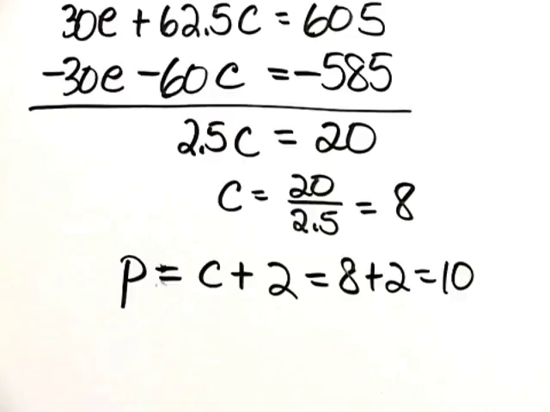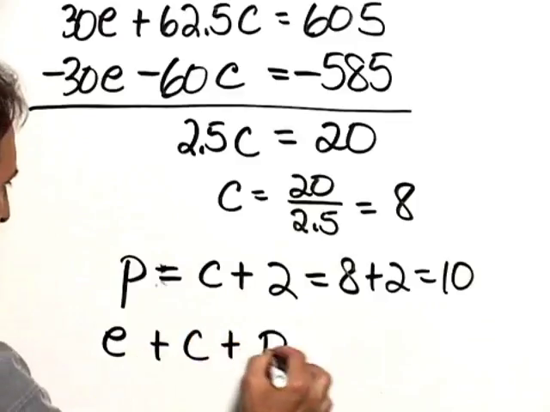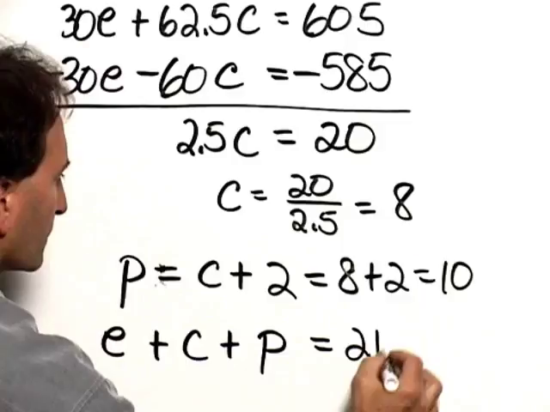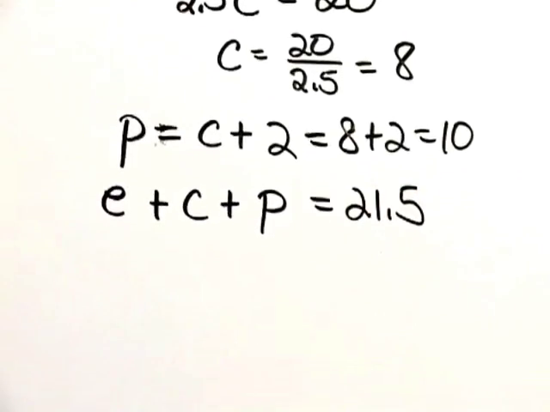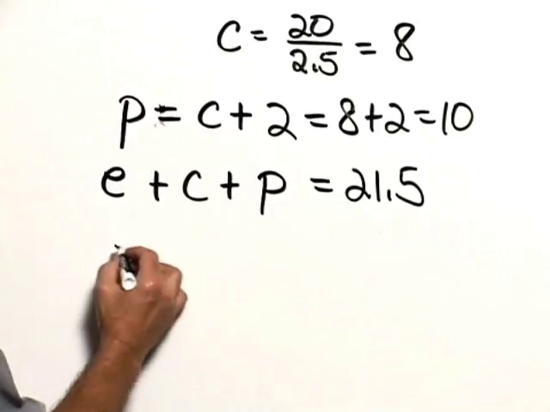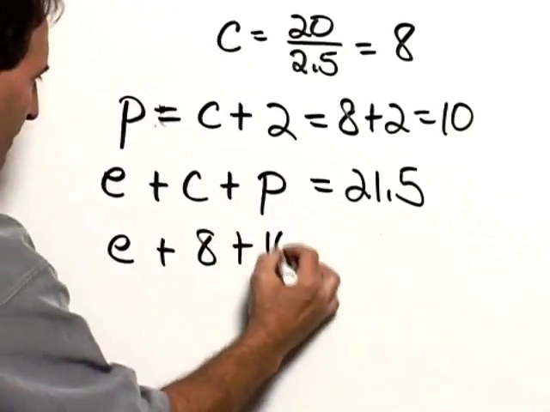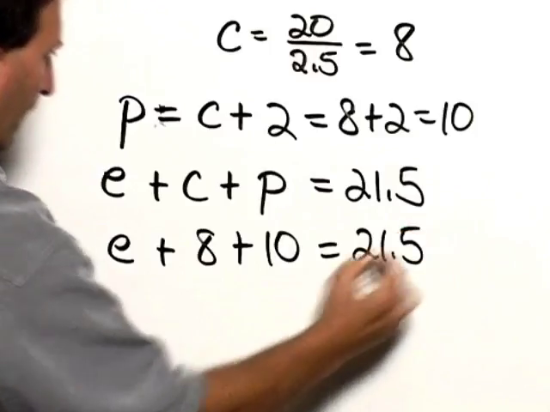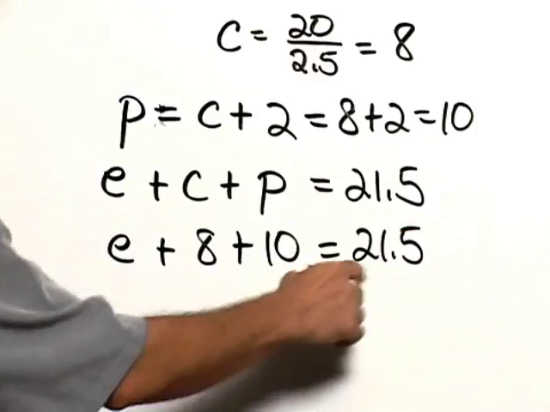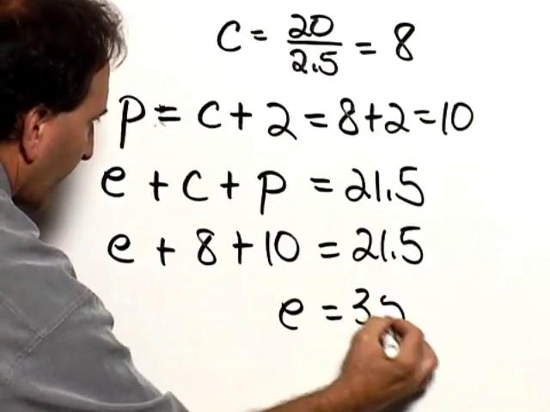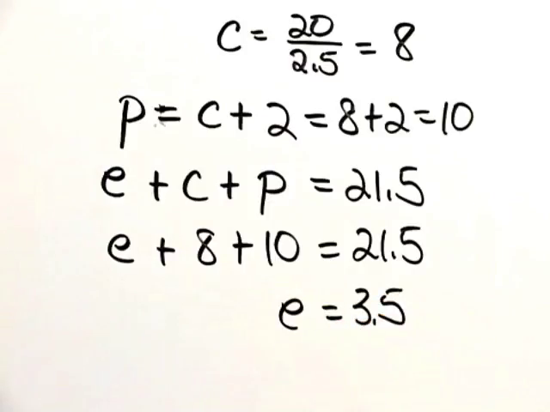We also now can find the number of hours the electrician worked by taking the first equation, E plus C plus P is equal to 21.5. We know the value of C is 8 and P is 10, so we have E plus 8 plus 10 equals 21.5. This is 18, which we subtract from both sides, and we find the electrician worked 3.5 hours. I've already checked this answer, which is the fourth step in the process. That's the step you do after you solve it. And this is correct, so we now write out the solution.